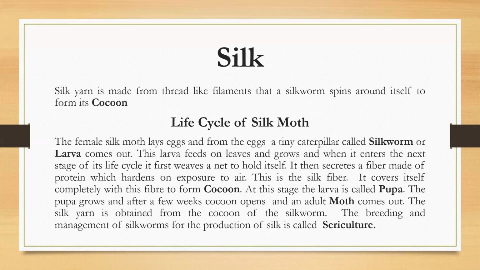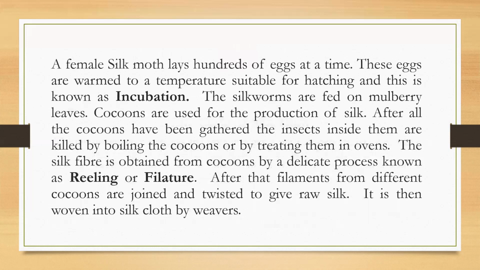The breeding and management of silkworms for the production of silk is called sericulture. A female silk moth lays hundreds of eggs at a time. These eggs are warmed to a temperature suitable for hatching, and this is known as incubation. The silkworms are fed on mulberry leaves. Cocoons are used for the production of silk.